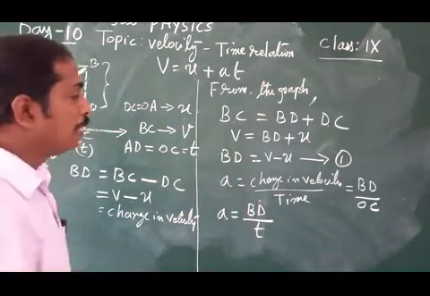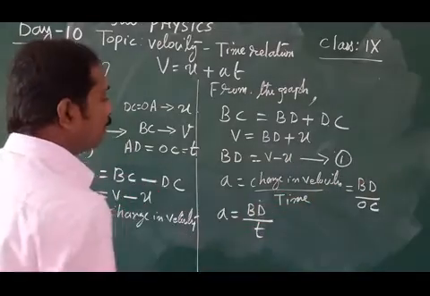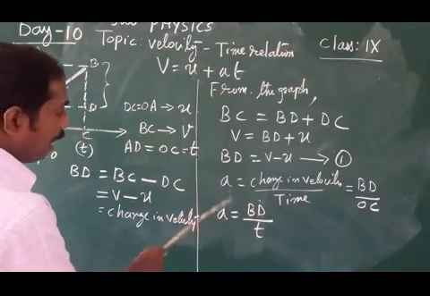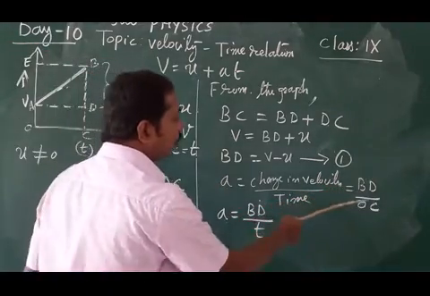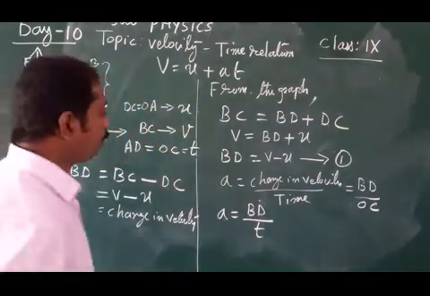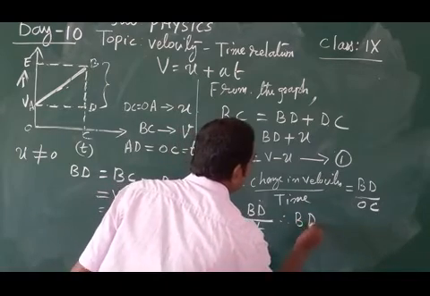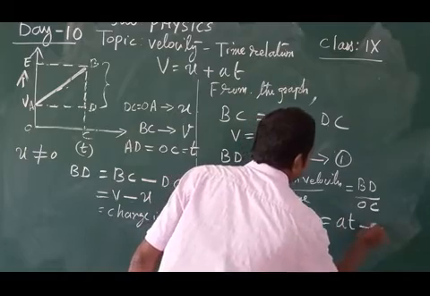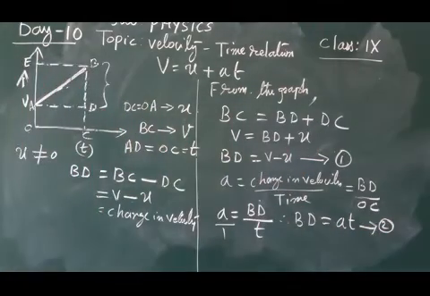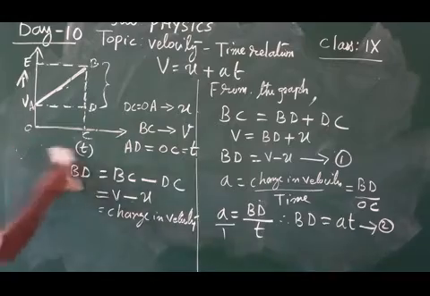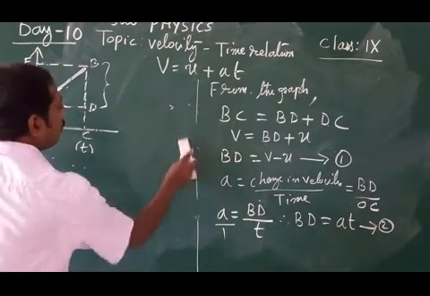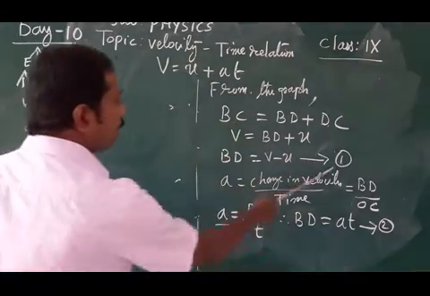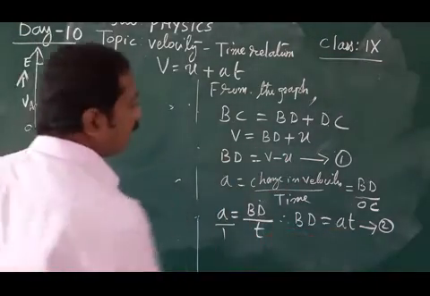From the graph, the change in velocity is BD, and time is OC or AD. Then A equal to BD by OC, the time. Therefore BD equal to AT, by cross multiplication. When we do cross multiplication, we get AT, equation number 2. So we have two equations. First one, BD equal to V minus U. Second equation, BD equal to AT.